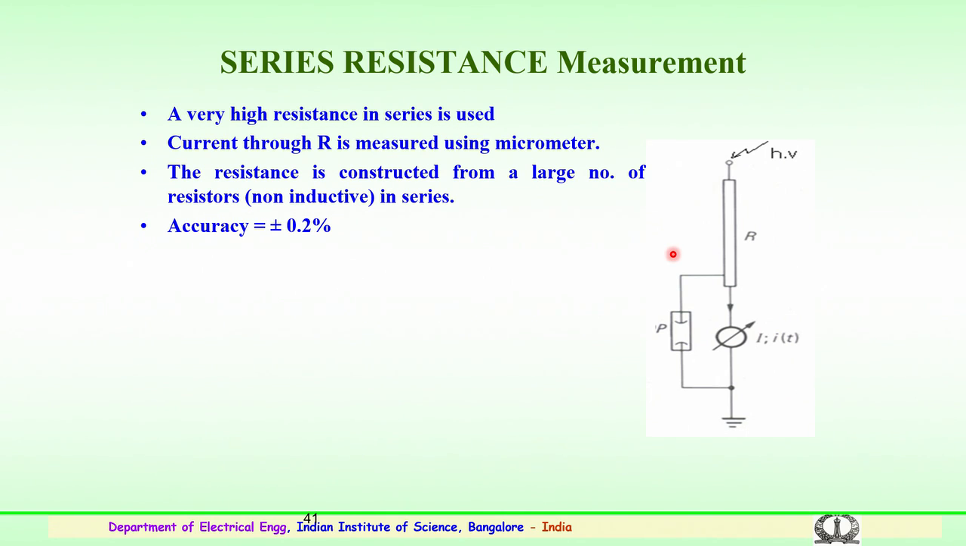So, series resistance measurement is a simpler arrangement. Here you can see a very high resistance R is used. The current flowing through this resistor during the application of the voltage is measured using the microammeter indicated here. This resistance is generally constructed with a number of resistors in series, and it is advisable to go for non-inductive type resistors, so that the inductive effect is reduced. The accuracy of results obtained using the series resistance method could be plus or minus 0.2%, much better in comparison to the spark gap assembly, where it was plus or minus 3%.